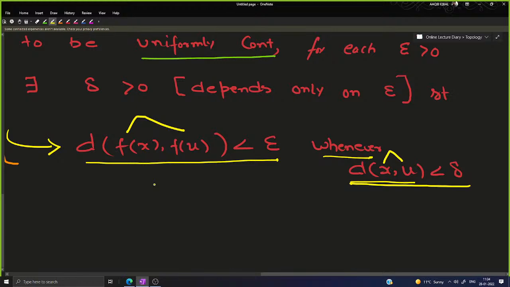So that means uniformly continuous functions are also continuous. That means every uniformly continuous function is a continuous function. If it is uniformly continuous on the space X, then it is continuous on X. समझ रहे हैं मेरी बात कैसे? Because यहाँ जो x और u है ना, they are both arbitrary. Now if you fix x, तो फिर ये जो criteria है, it reduces to the criteria for f to be continuous at x.